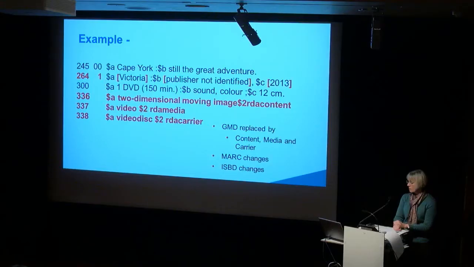And we've also got here the use of the content, media, and carrier types. So instead of the GMD, we now have RDA content, RDA media, and RDA carrier. And these are controlled by lists within RDA. They're not terribly comprehensive, but they may expand, I really don't know. Sometimes, depending on what you're cataloguing, you end up with something called other, and that's not terribly helpful for the user, which is a strange thing.